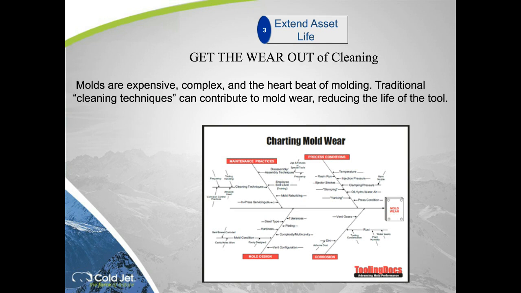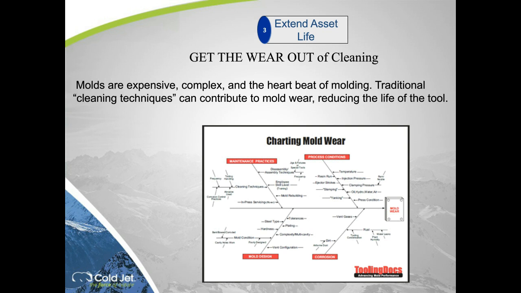The third reason is don't wear out your tooling. Our tools are the heart of the whole molding process, whether you're pressure molding, injection molding, extruding, whatever. The tooling is the life of the process. There's a company called Mold Tracks. They teach the tooling docs way to run the shop. They chart the different aspects of the process of what will wear out my mold. Cleaning techniques, under the left side, is right in the middle. How you clean your tool can contribute to mold wear.